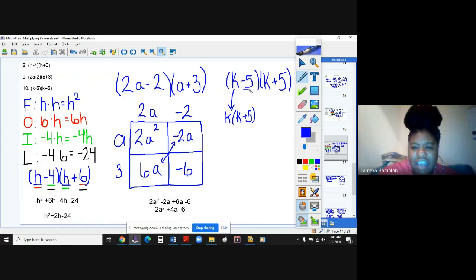Then I'm going to take this negative 5 and put it here. So it's going to say minus 5 times k plus 5. Okay. So again, before I go any further, I just want you to see how I broke apart the first binomial, and then I simply multiplied it by the second binomial, which is k plus 5. Okay. So now that I've done that, I am simply going to use distributive property.